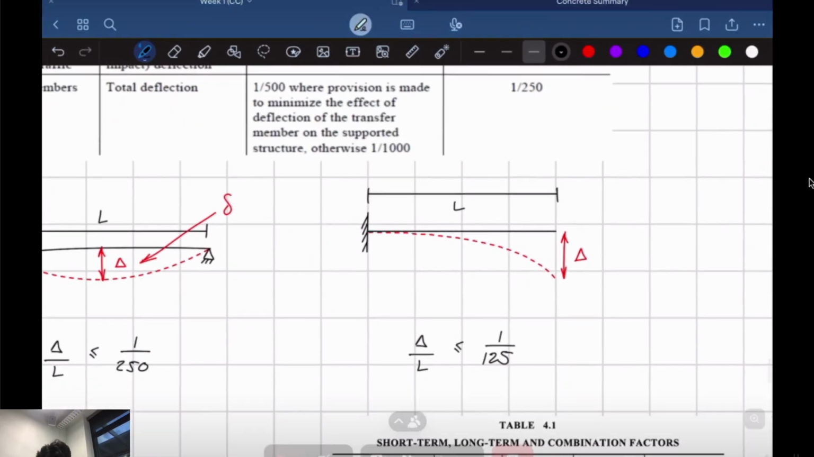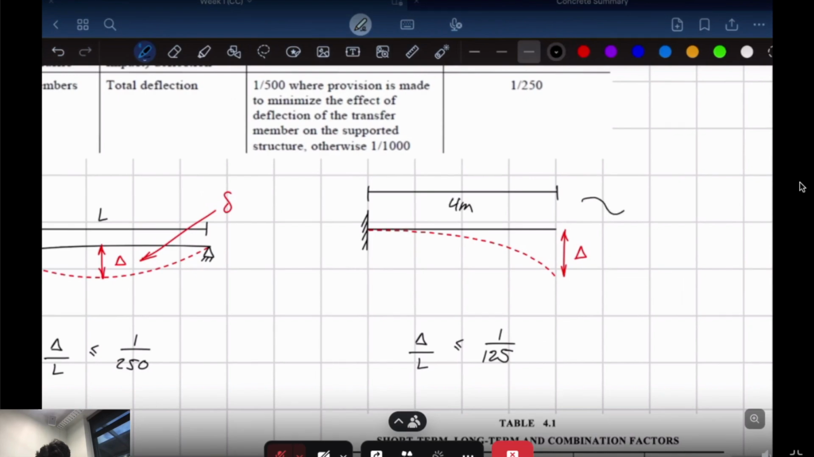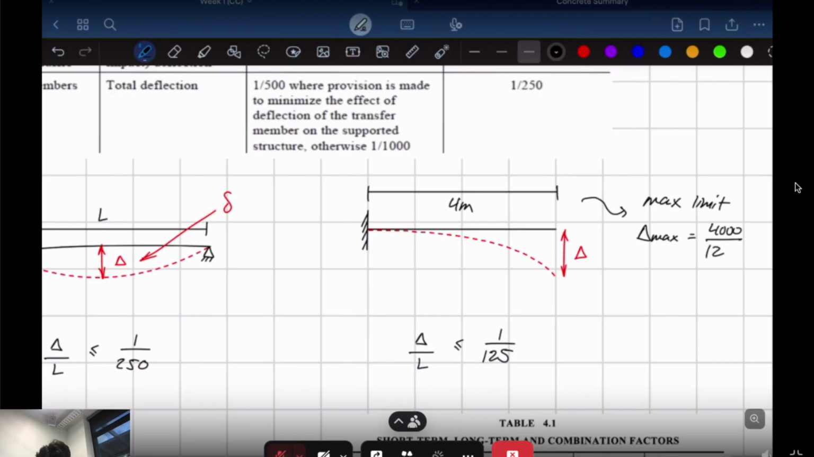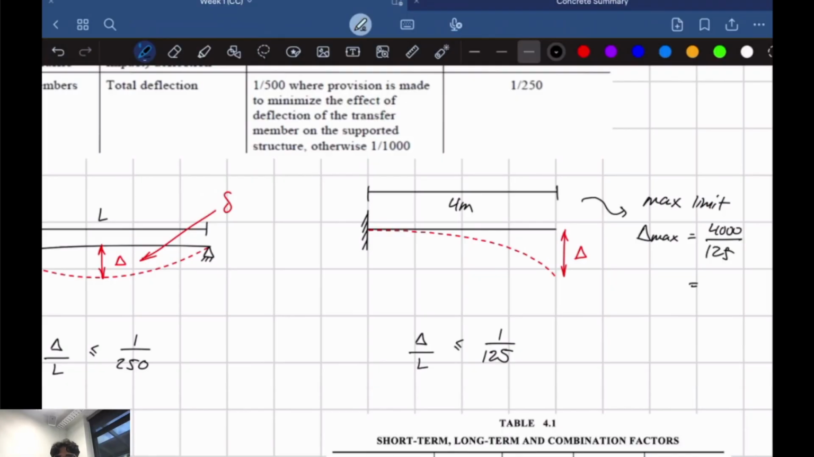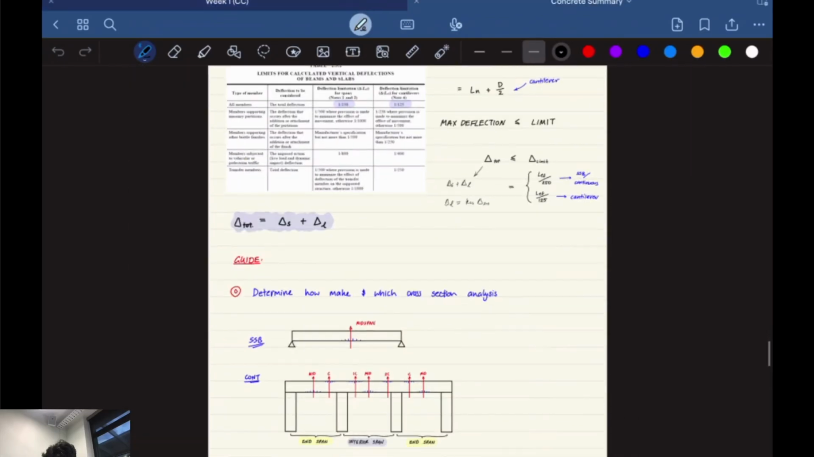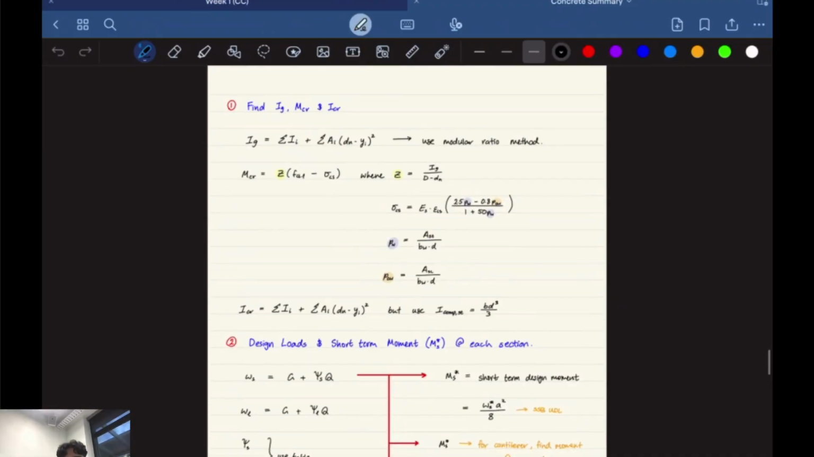So for example, let's say L is 4 meters. Our max limit is going to be 4,000 over 125, which is 32 millimeters. Okay? Does that make sense? Yeah? And then you're going to do a bunch of calculations to figure out how much it actually deflects and then decide whether it's okay or not okay. I'll show you a quick... So these are all the calculations you're going to have to do.